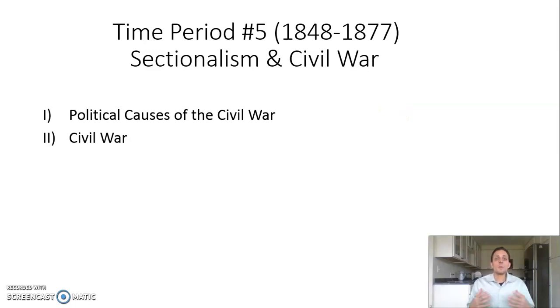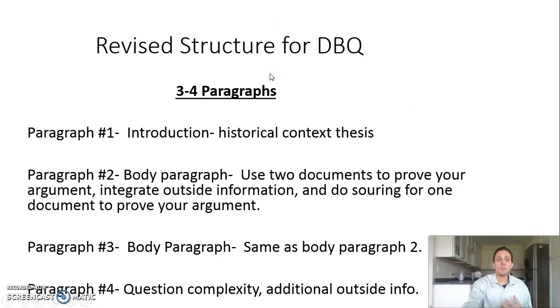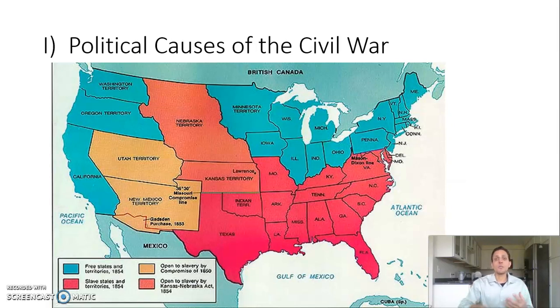Okay, ladies and gentlemen, so today what we're going to do is focus on time period number 5. And really in this first part, we're going to take a look at the development of sectionalism, the increased sectionalism between the North and the South, and then also the Civil War and some of the changes brought about due to the Civil War. So the beginning of the screencast, we're really going to focus on the political causes of the Civil War.